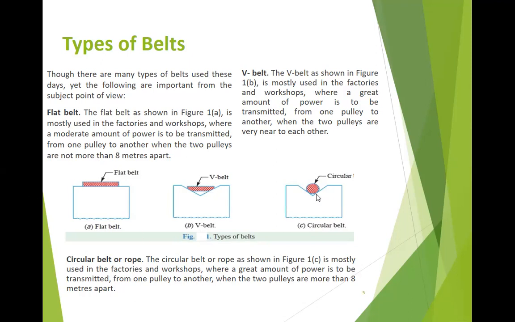Next, circular belt or loop. The circular belt or loop, as shown in figure 1C, is mostly used in factories and workshop, where a great amount of power is to be transmitted from one pulley to another when the two pulleys are more than 8 meters apart. So, yeah. Ang topic natin una is about flat belt.